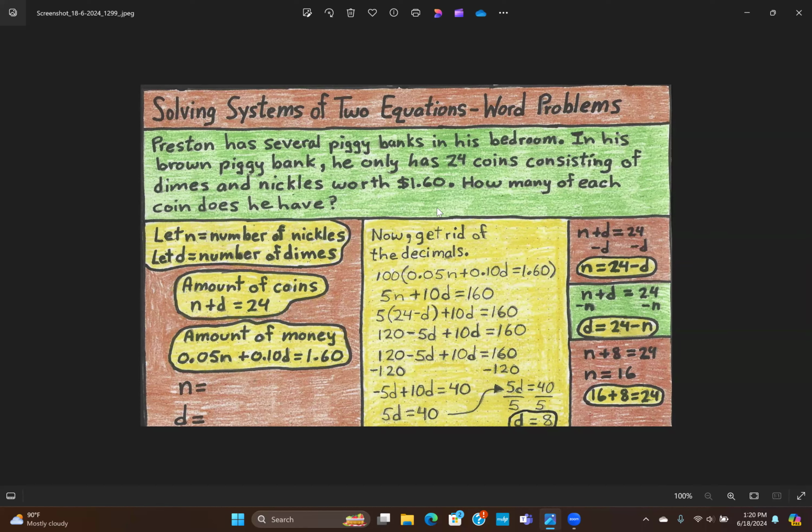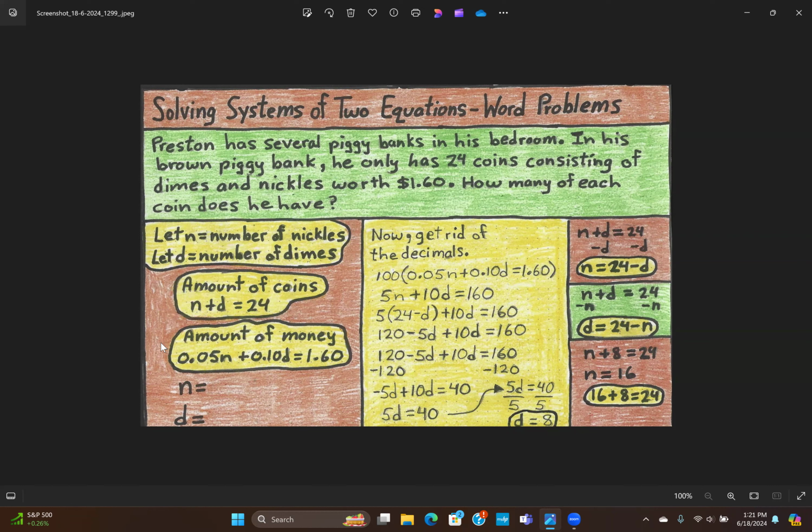And so we can set this up as a system of two equations. We can let n equal the number of nickels and we can let d equal the number of dimes. And so now let's take a look at the total number of coins, in which we know that there are 24 coins in his brown piggy bank. And so we know that nickels plus dimes equal 24 coins. So we can write it as n plus d is equal to 24.